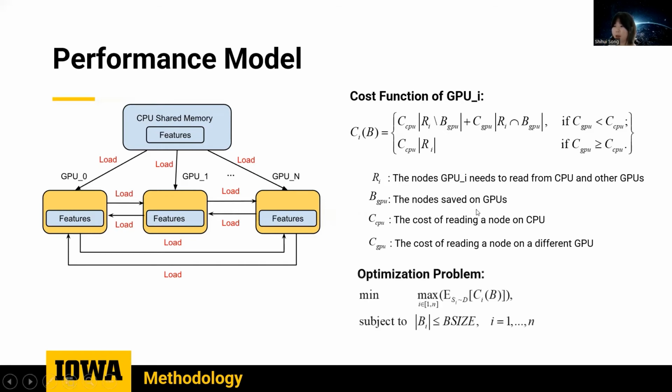And for all GPUs, the optimization problem can be written as this formula. Given a buffer with a fixed size, because we train GNN in parallel, what we want to do is to minimize the maximum cost among all GPUs. So our goal is to find an optimal configuration of Bi, which is the nodes that should be saved on each GPU.